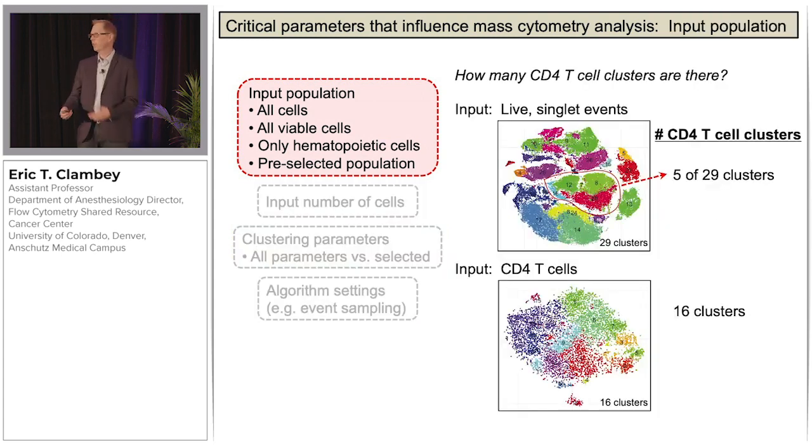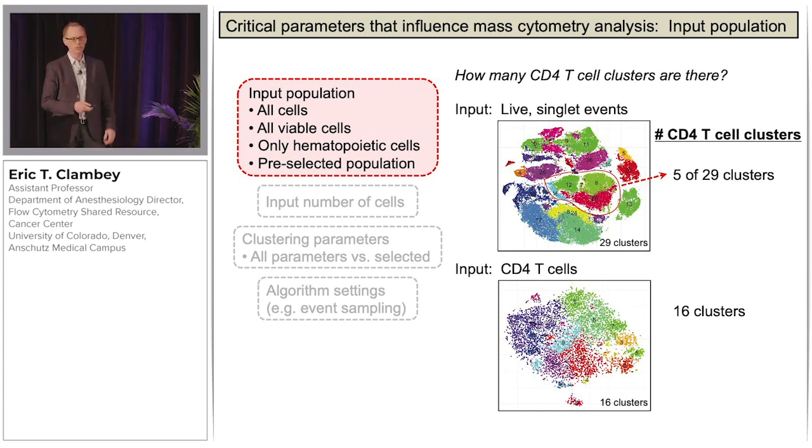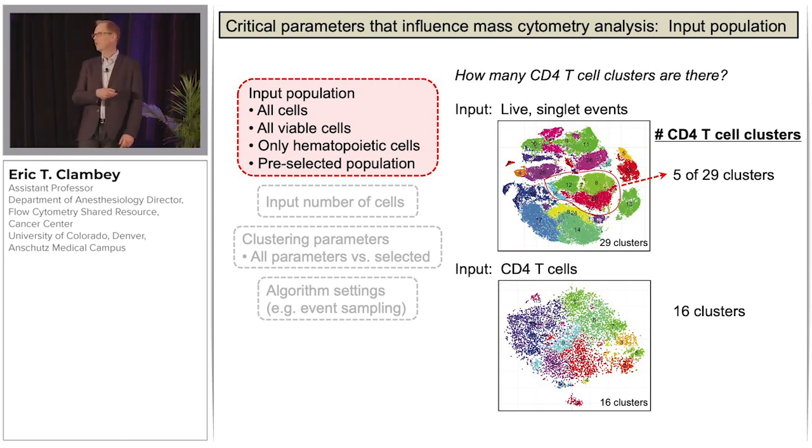So here are a few examples of ways in which your input can change your interpretation. Here we asked, using the Phenograph clustering algorithm, how many CD4 T-cell clusters are there comparing either on the top live intercalator positive events, on the bottom pre-gated CD4 T-cells. In the top case, 5 of the 29 clusters were identified as CD4 T-cells. In the bottom case, Phenograph says that there are 16 clusters of cells. Okay? And if you think about the level of resolution, whether you're zoomed out and have a very high level view of your immune landscape, or you are really focused on a specific cell type, will influence how you interpret the diversity of populations within your target cell of interest.